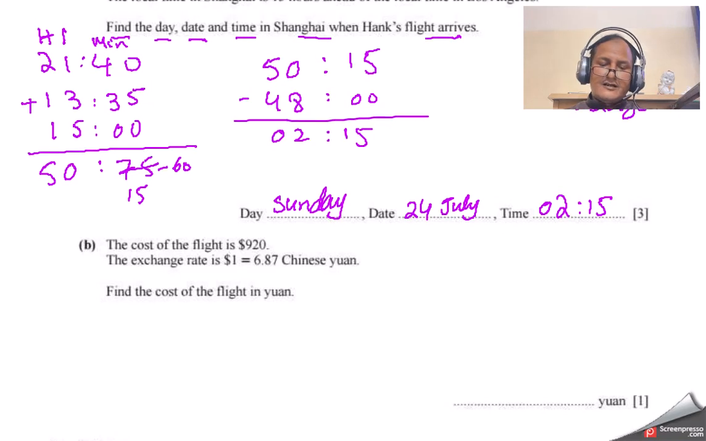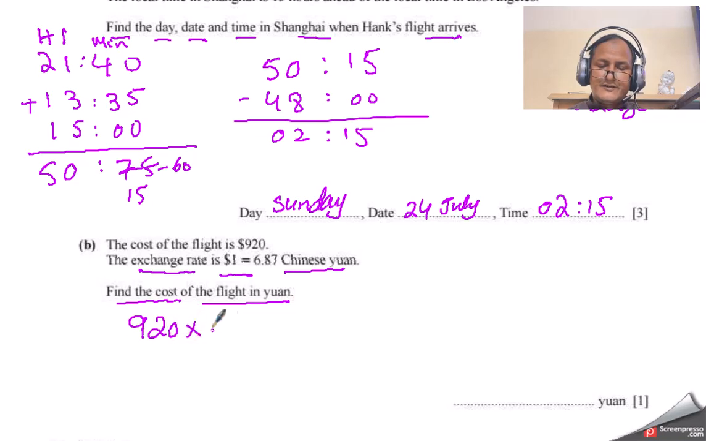Okay, now the cost of the flight is $920. The exchange rate is $1 is 6.87 Chinese yuan. Find the cost of the flight in yuan. We're supposed to change the dollars into yuan. As we know, $1 is equal to 6.87 Chinese yuan, which is given over there, and $920 we're supposed to multiply to change the currency into yuan.